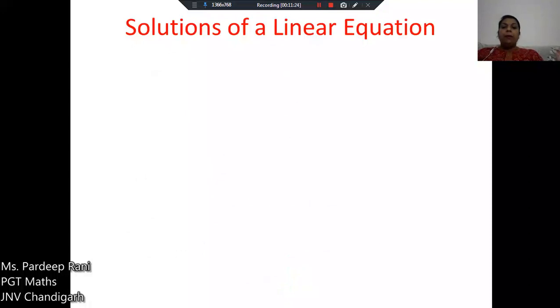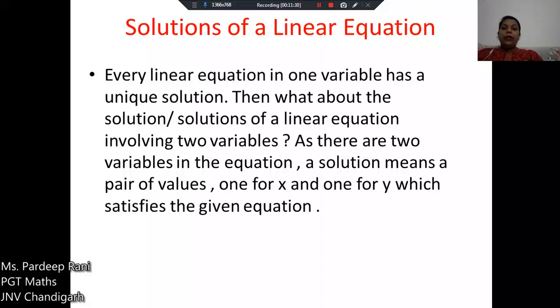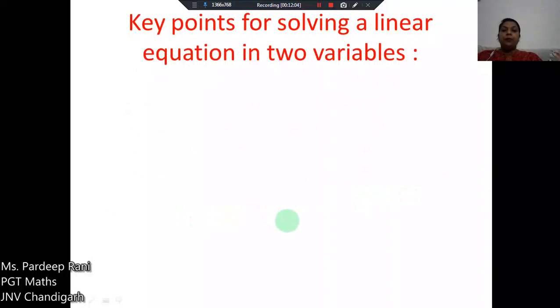Now we come to the concept of solutions of a linear equation. We are dealing with the linear equation in two variables now, but we know that every linear equation in one variable has a unique solution. Then what about the solution or the solutions of a linear equation involving two variables? As there are two variables in this equation, a solution means a pair of values, one for x and one for y, which satisfies the given condition.